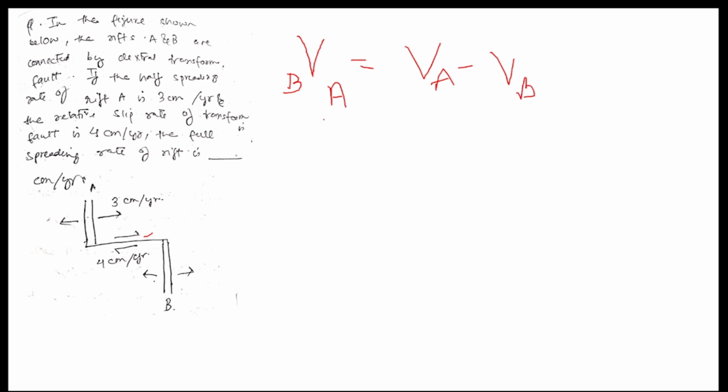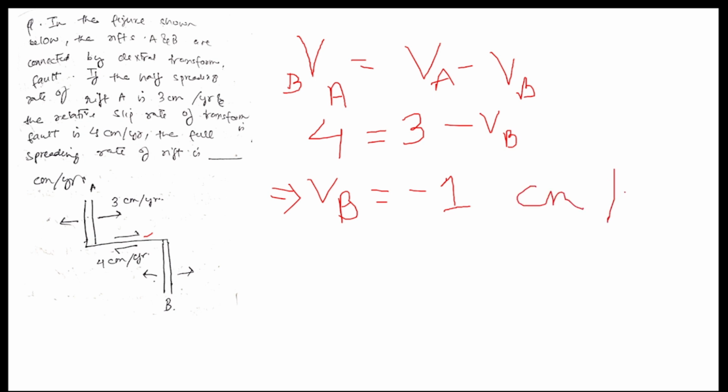Relative slip velocity is how much? 4 centimeter per year. Then VA is how much? 3. We have to find VB. VB is equals to how much? Minus 1. Now this minus 1 is what? What was its unit, by the way? It was centimeter per year, right? Centimeter per year.